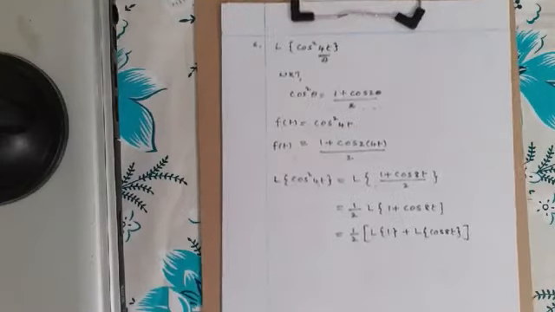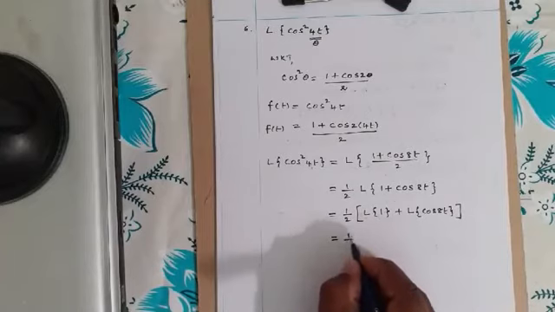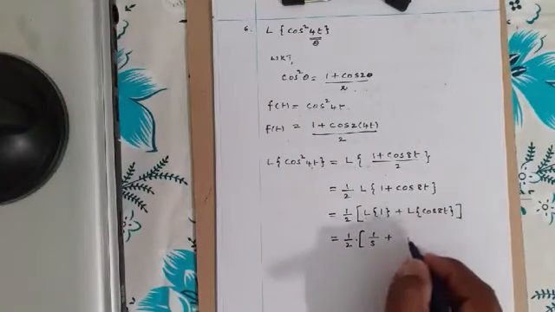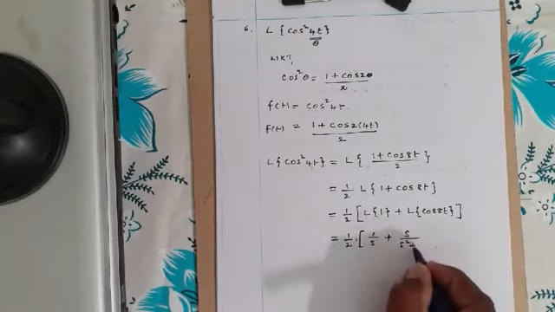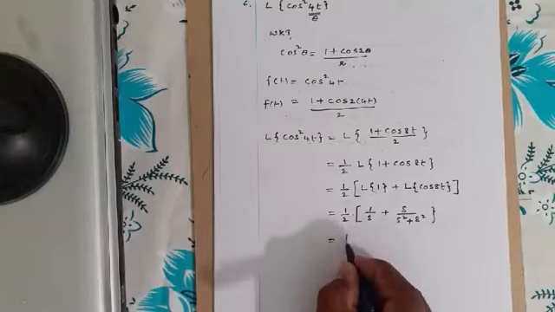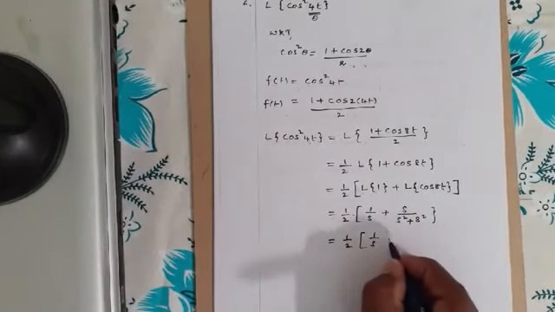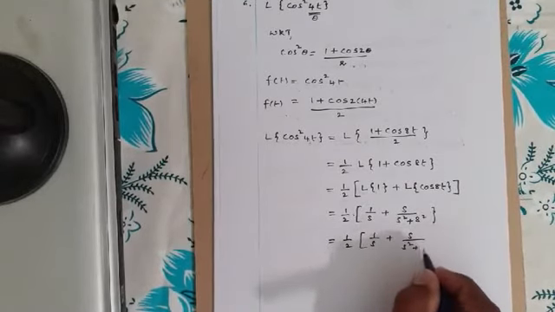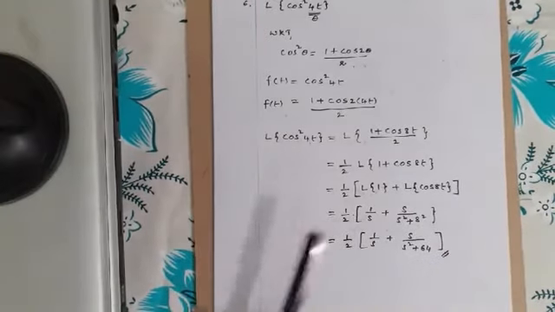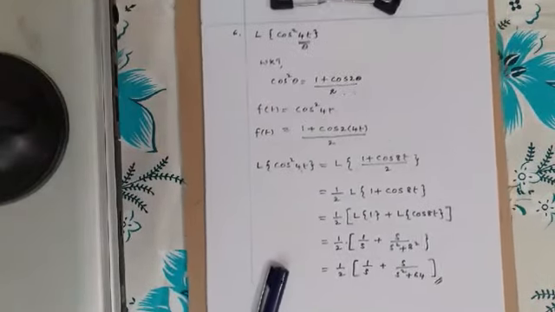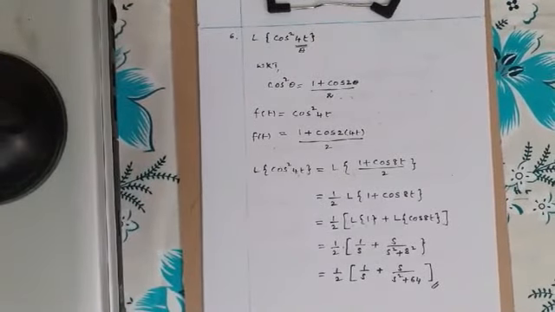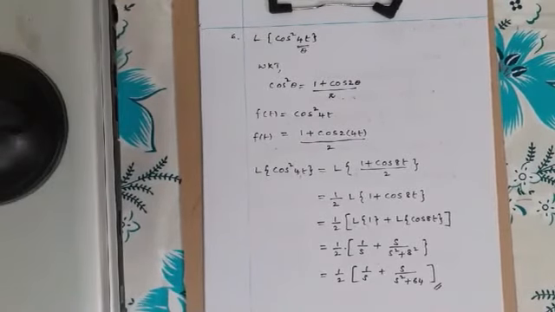Now this is equal to 1 upon 2 into Laplace of 1 plus Laplace of cos 8t, which is s upon s square plus a square. a square is nothing but 8 square. So that is equal to 1 upon 2, in bracket you write 1 by s plus s upon s square plus 64. Now you can multiply with this, or else you can keep it the same, and this is the answer. Hope you have taken the screenshot.